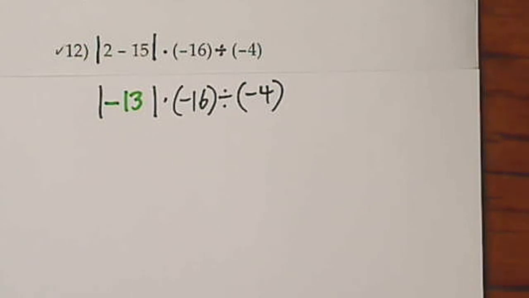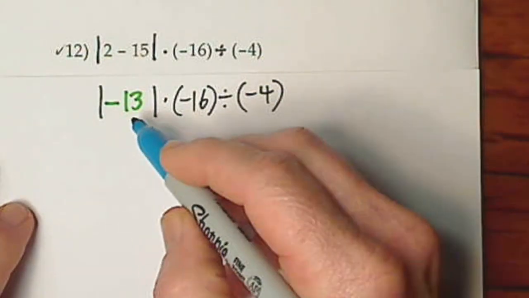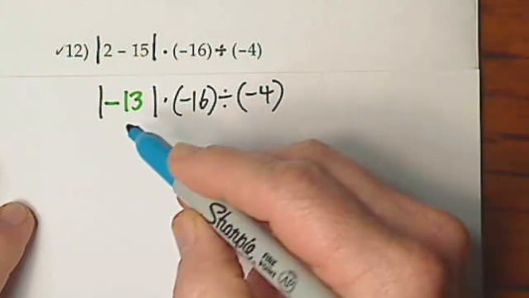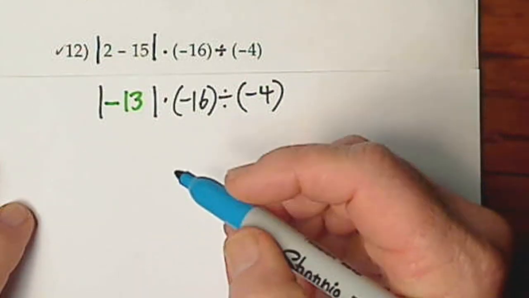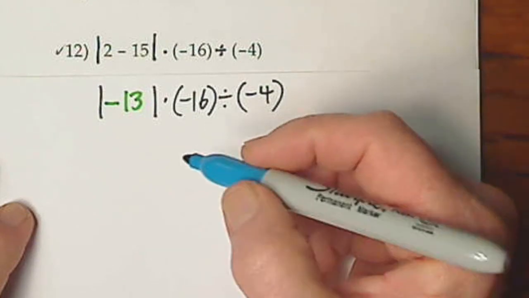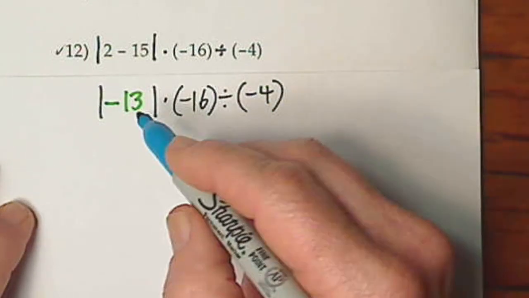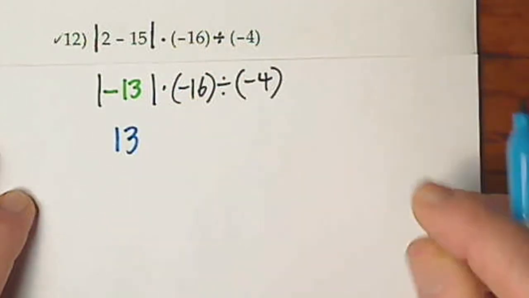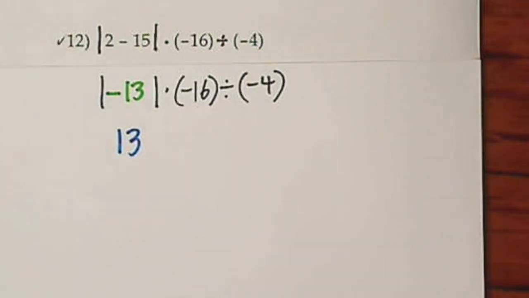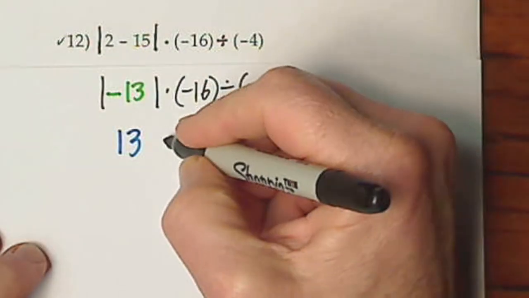This next step's not very exciting, but I'm just going to take the absolute value of negative 13. Absolute value refers to the distance from 0, so we don't end up with a negative. This is 13 units from 0, so that becomes positive 13. I'll bring down whatever I haven't used.